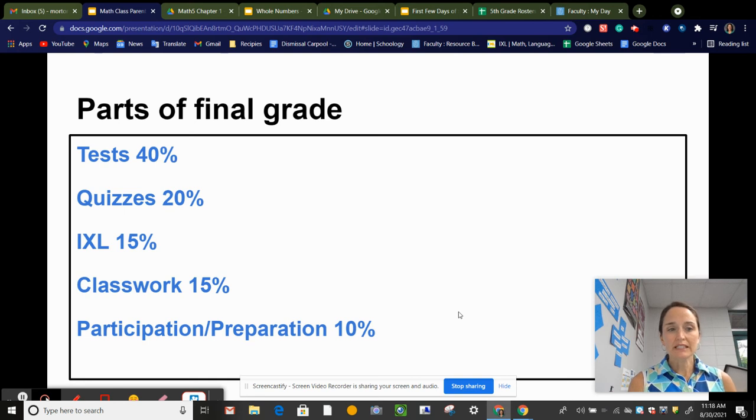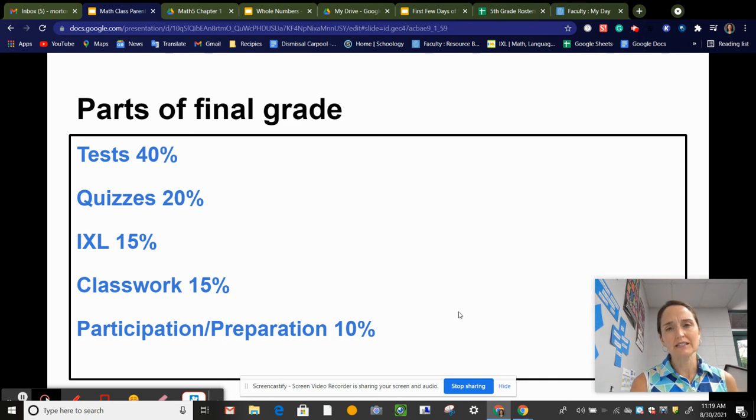So their final grade is composed of these five parts. We have tests and quizzes, and the quizzes are meant to be practice for the test. It'll give them an indication of what they need to study more and what they already know pretty well. The IXL is an online program that we will be giving to the children once they get their Chromebooks. They'll do IXL for math and for science, and they'll have their own password and they'll know how to log in. That is forthcoming, more information to come on that.